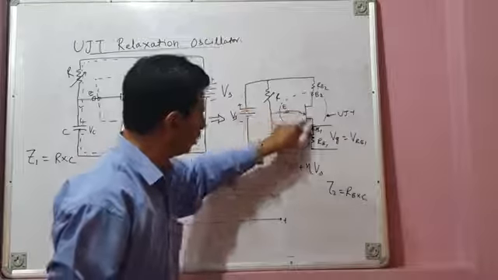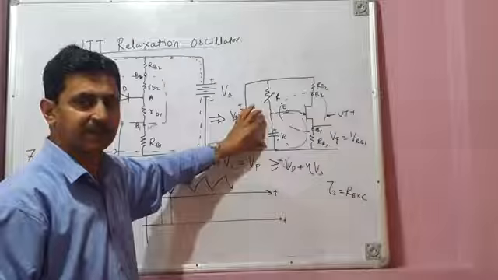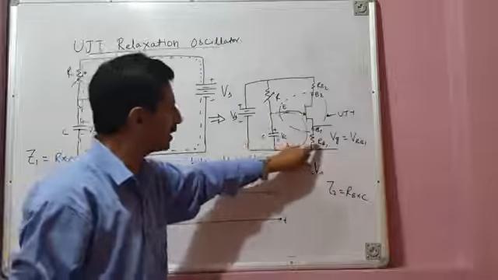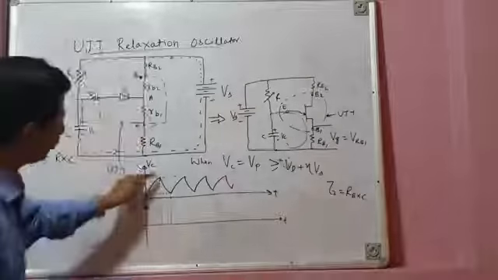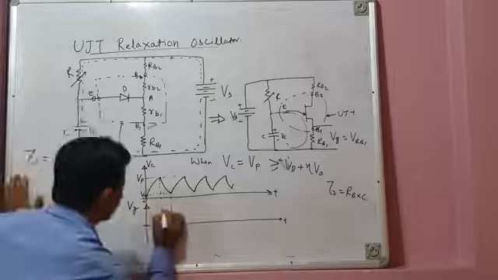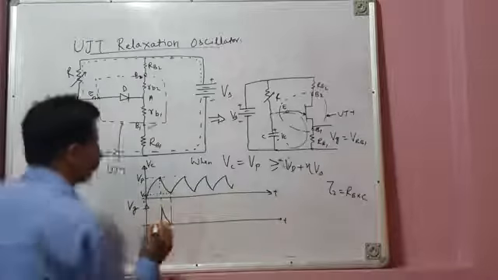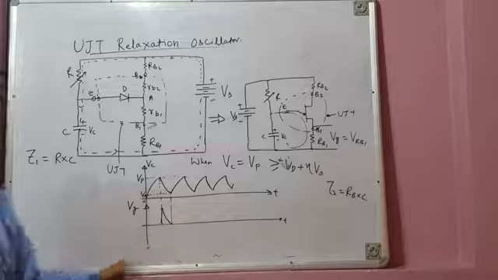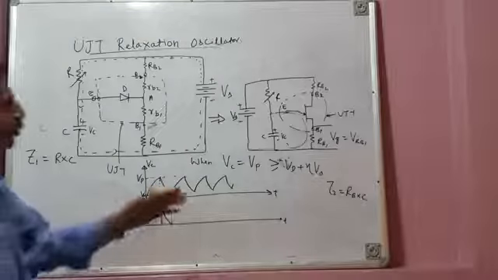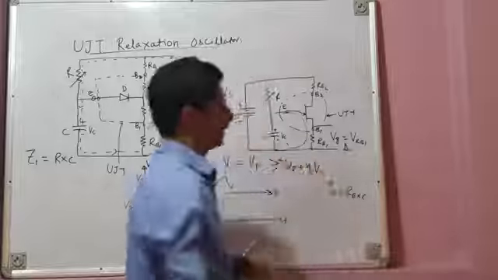When your UJT goes into conduction, this RB1 directly gets connected across capacitor. And whatever is the voltage of capacitor, that gets applied across this RB1. And what is the voltage across capacitor? It is like this. So this voltage gets applied across RB1. So you can see it acts as a firing pulse. Does it look like a firing pulse? A voltage pulse like this. So therefore you get one voltage pulse across this external resistance RB1.